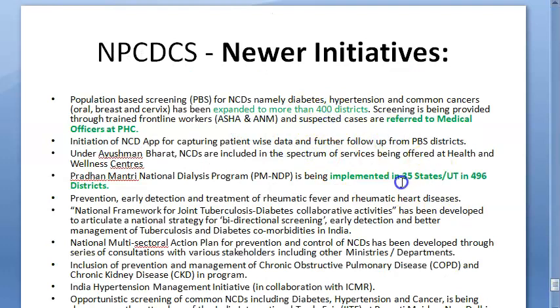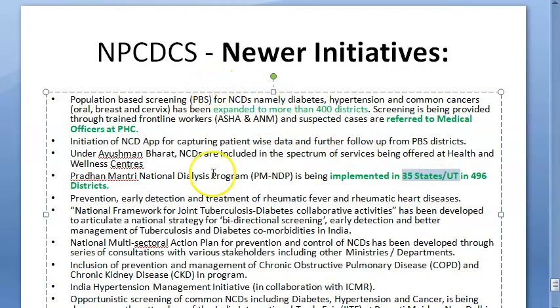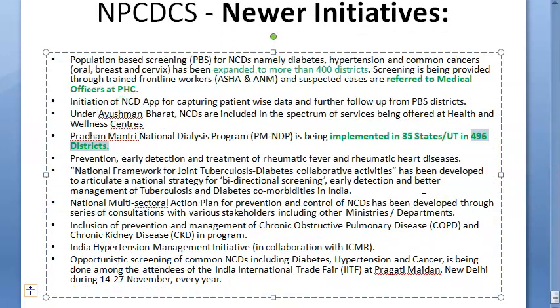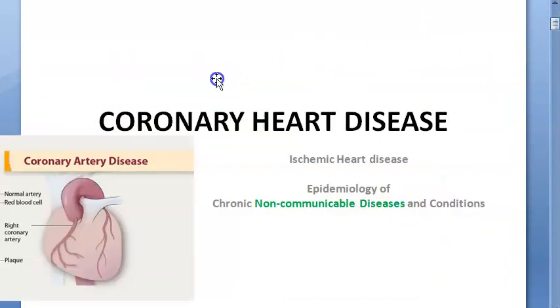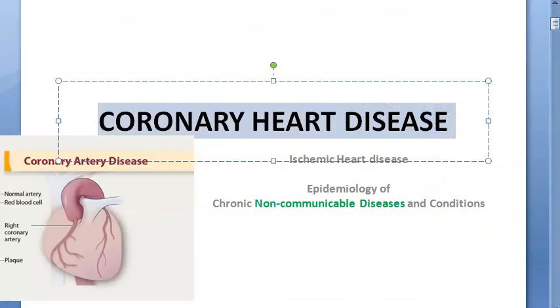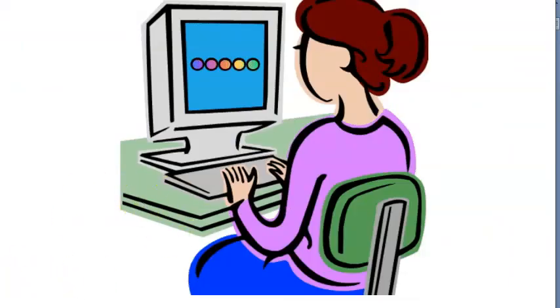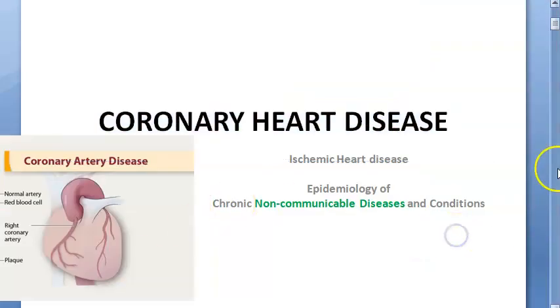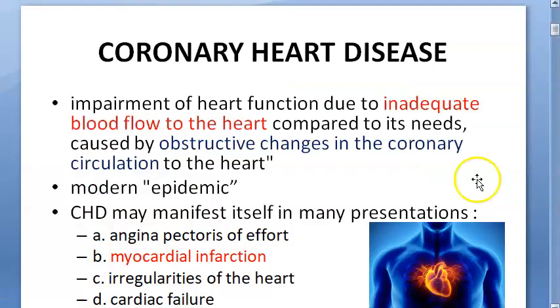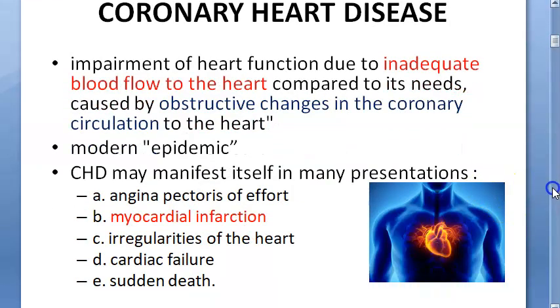So now it is there in the 35 states and almost 496 districts, etc. That's it, guys. We are done with this very important topic in community medicine, that is coronary heart disease. So you have looked at everything. What did you look at? What exactly it is? How will it manifest?